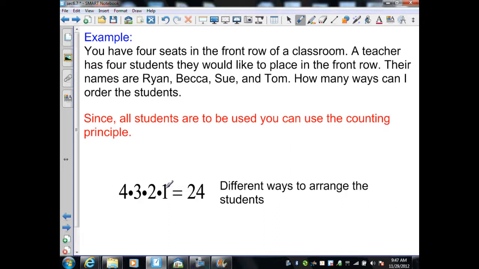has 1 choice. Then, all I need to do to solve for the permutation, or how many ways I can order those students, is to multiply 4 times 3 times 2 times 1, which is 24. So there are 24 different ways to arrange these 4 students in 4 seats.